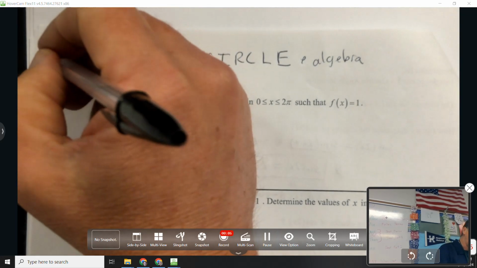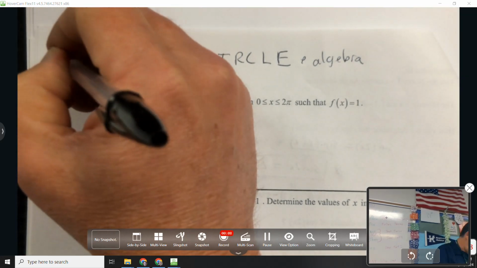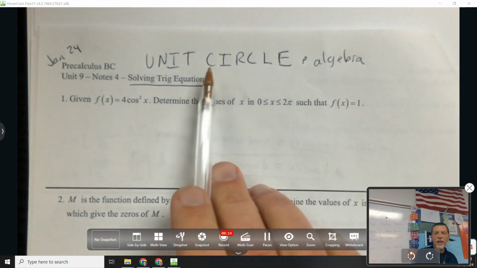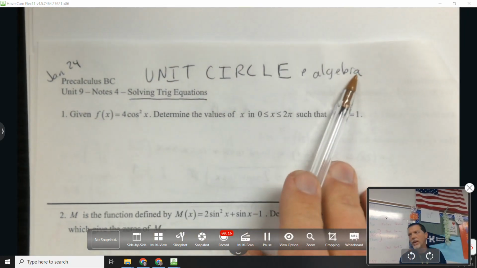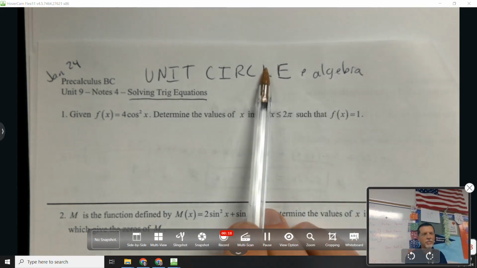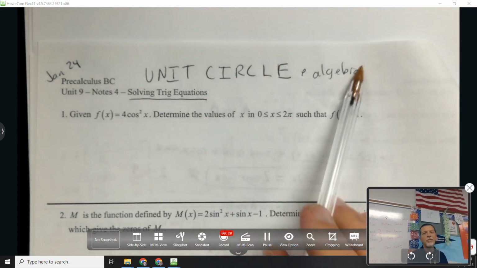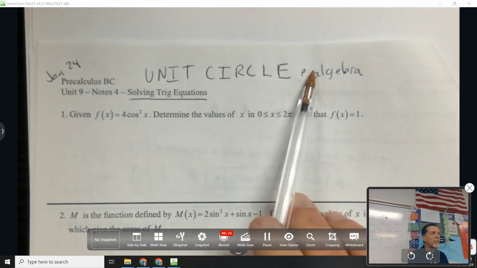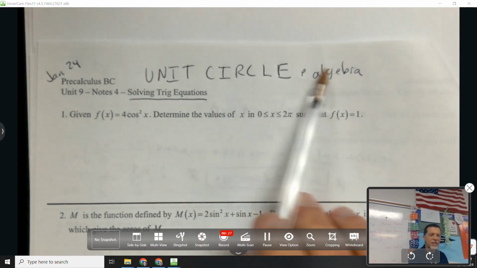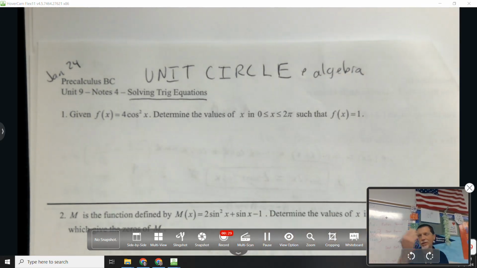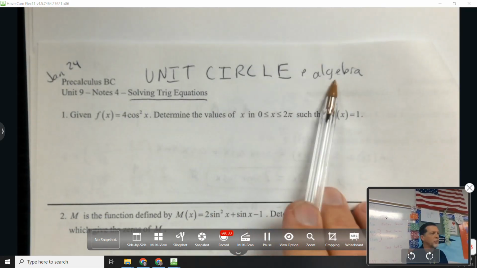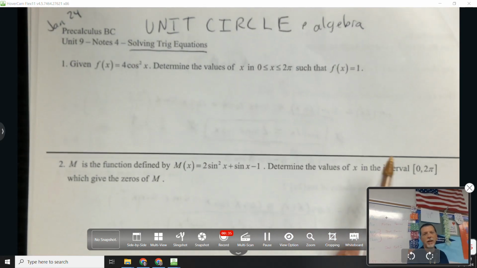Let's see, today is block day, January 24th. Worksheet, or notes 4, solving trig equations. It's a combination of unit circle and algebra. So if you know your unit circle, most of you do, and if you're good at algebra, most of you are, it's just the combination of those, and the mistakes will occur in one of those spots. And sure, you make a mistake once in a while, but if your unit circle is strong and your algebra is good, then this is no problem today.